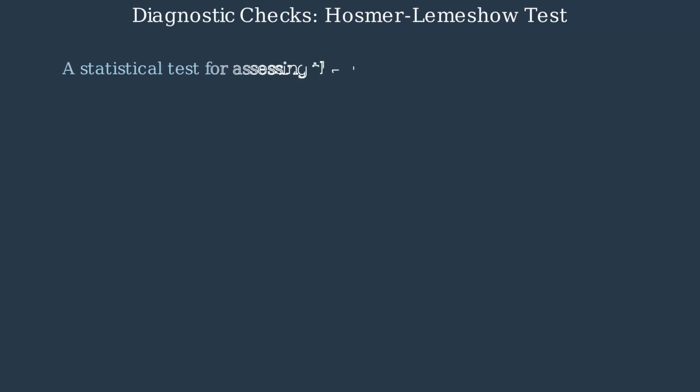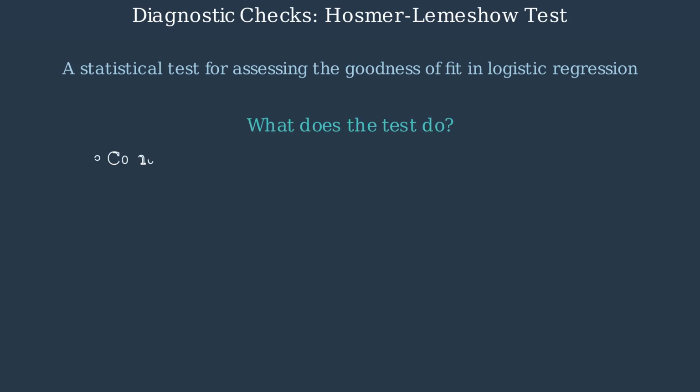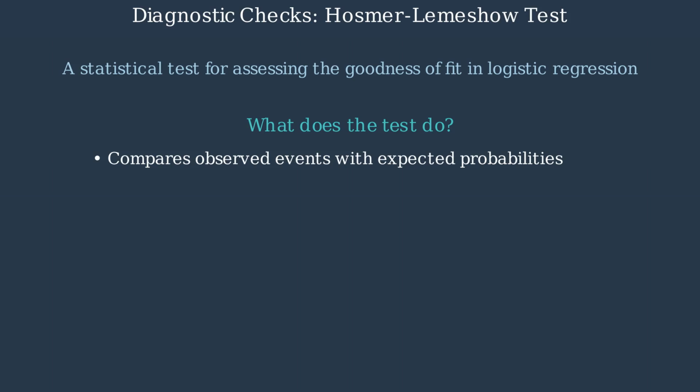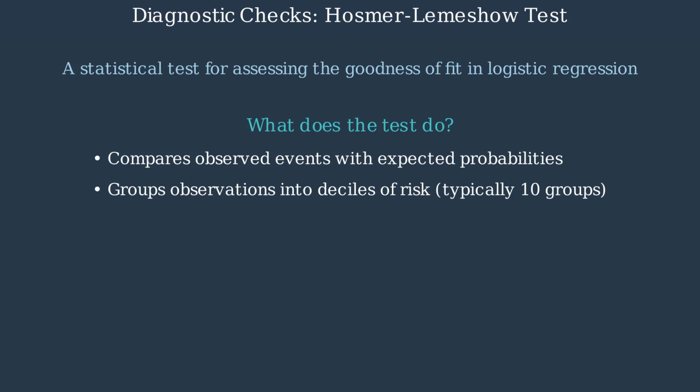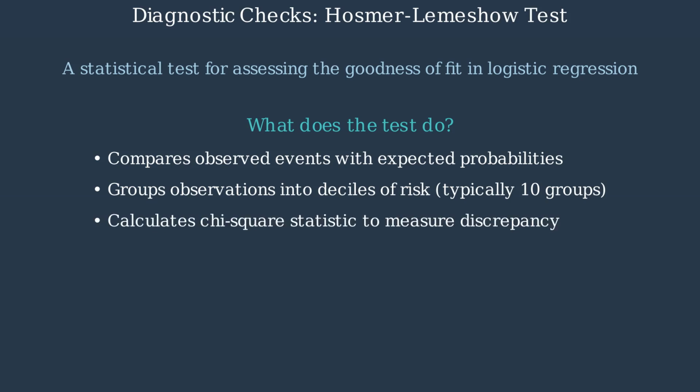The Hosmer-Lemeshow test is a statistical method for assessing the goodness of fit in logistic regression models. This test specifically examines how well the predicted probabilities match the observed outcomes. The test works by first grouping observations, typically into 10 equal-sized groups or deciles, based on their predicted probabilities. It then calculates a chi-square statistic to measure the discrepancy between observed and expected values.